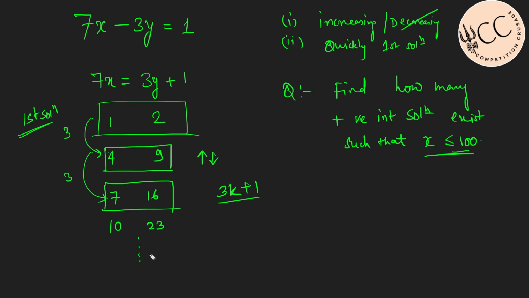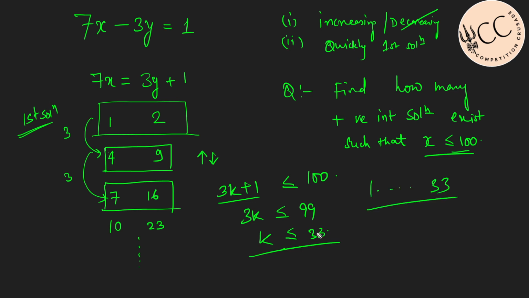Okay, now this will make your life really easy. If you substitute k as 0, this will become 1. If you substitute k as 1, this will become 4, which is the second solution, and so on and so forth. This you have to keep less than or equal to 100. Now obviously 3k is less than or equal to 99, so k is less than or equal to 33. Now 1 all the way till 33.